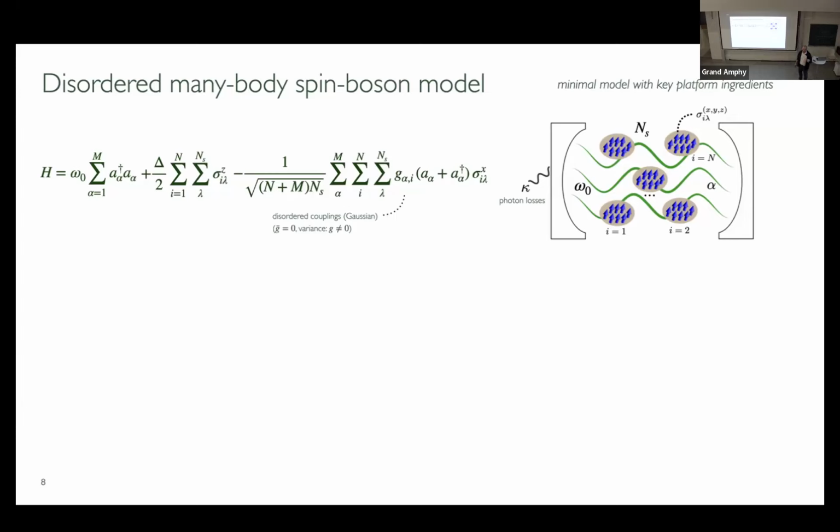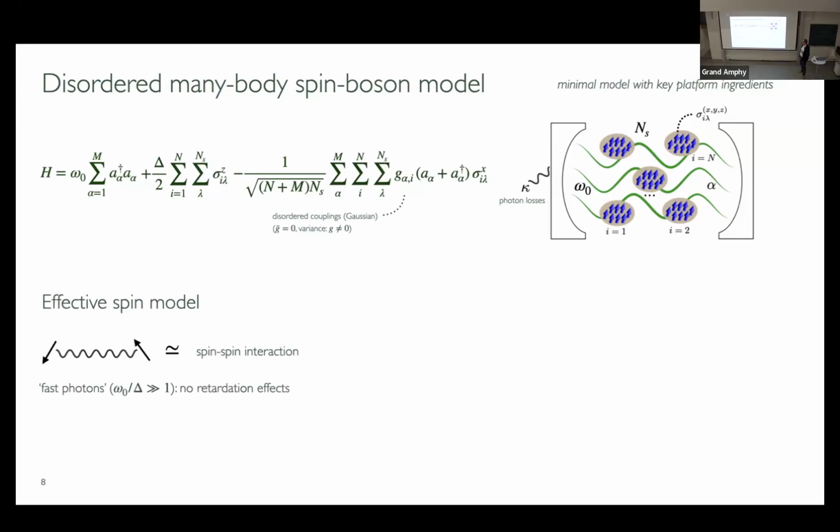Other dissipative channels are there. You have to keep them small, otherwise they're going to screw up everything. So photon losses will be a key player, or at least for modeling the thing.